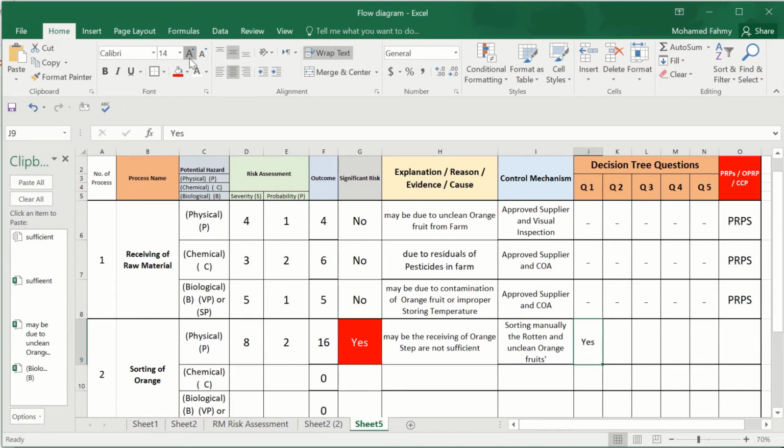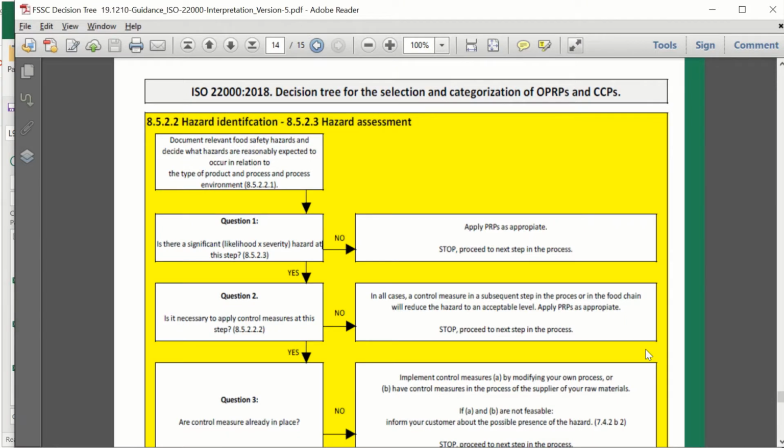Make it wider, bigger. Okay, now the second question, is it necessary to apply a control measure at this step? Yes, to control the rotten orange. If the result of this question is no, so in all cases, a control measure in a subsequent step in the process or in the food chain will reduce the hazard to an acceptable level. So it's also PRPs as appropriate. If it is so, we'll stop and proceed to the next step in the process.